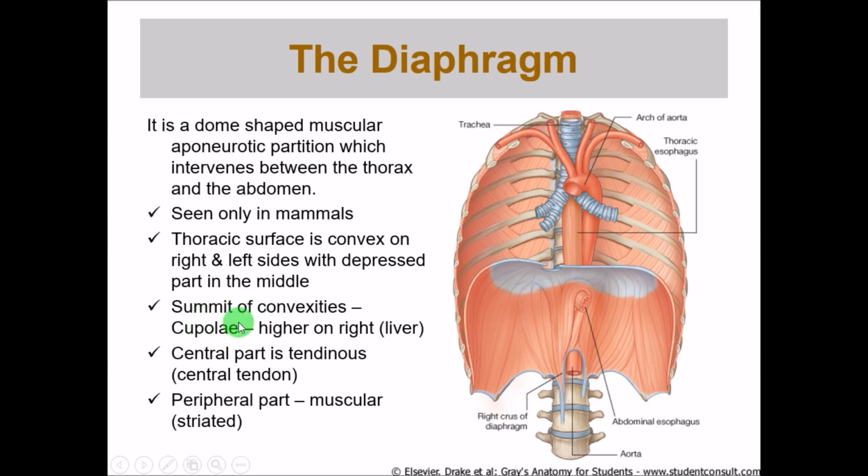This is called the pole. The summit of convexity is maximum on the right side compared to the left side, and in between it is slightly depressed, and the heart sits on that part.